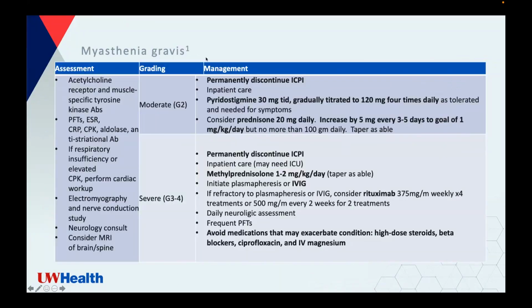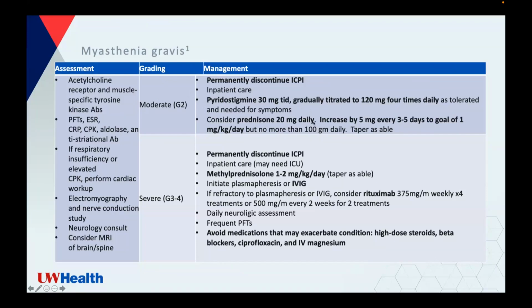So for myasthenia gravis, regardless of the grade, it's immediately going to be a G2 through 4 if we diagnose the patient with this. And in any case, we want to permanently discontinue the ICPI if it presents this way. For management, we would do pyridostigmine, 30 milligrams 3 times daily, gradually titrate to 120 milligrams 4 times daily as tolerated to help manage that weakness. And then consider prednisone 20 milligrams daily.